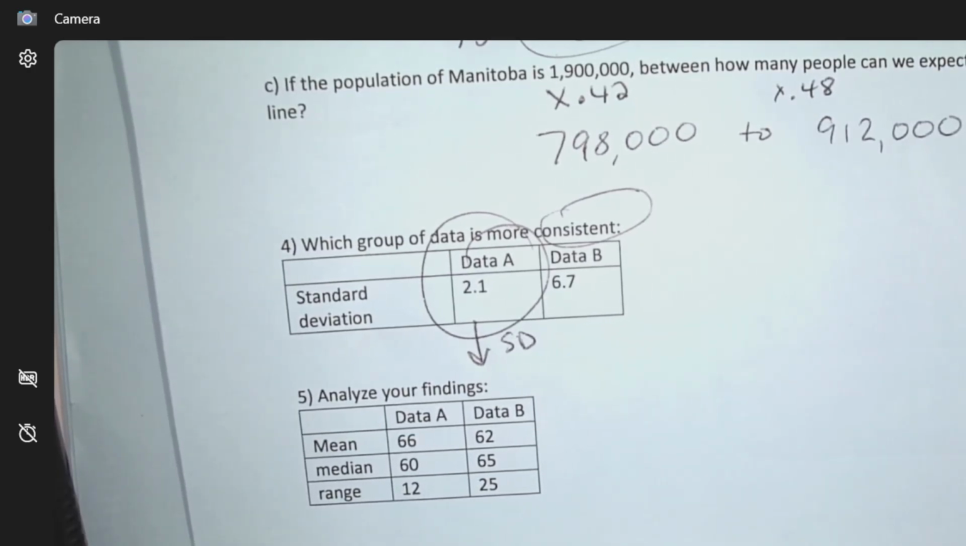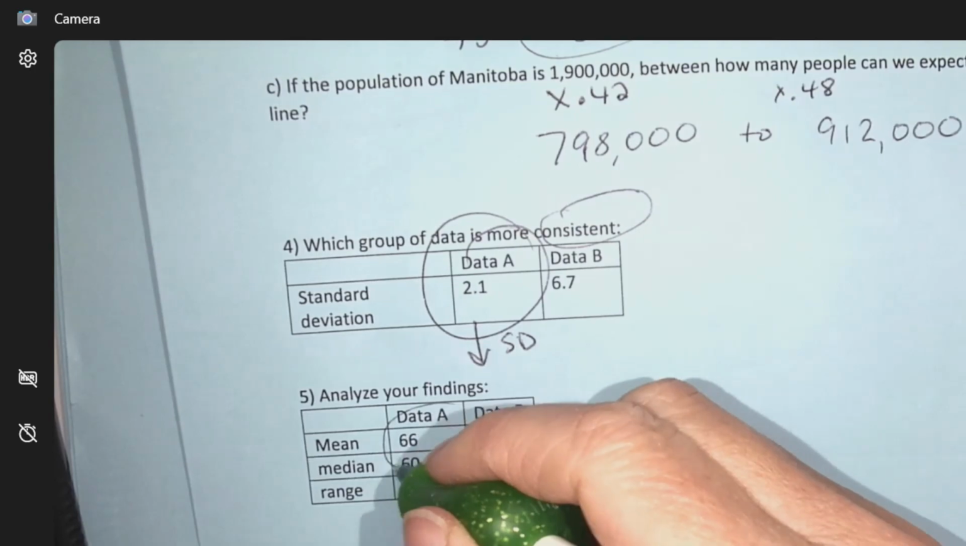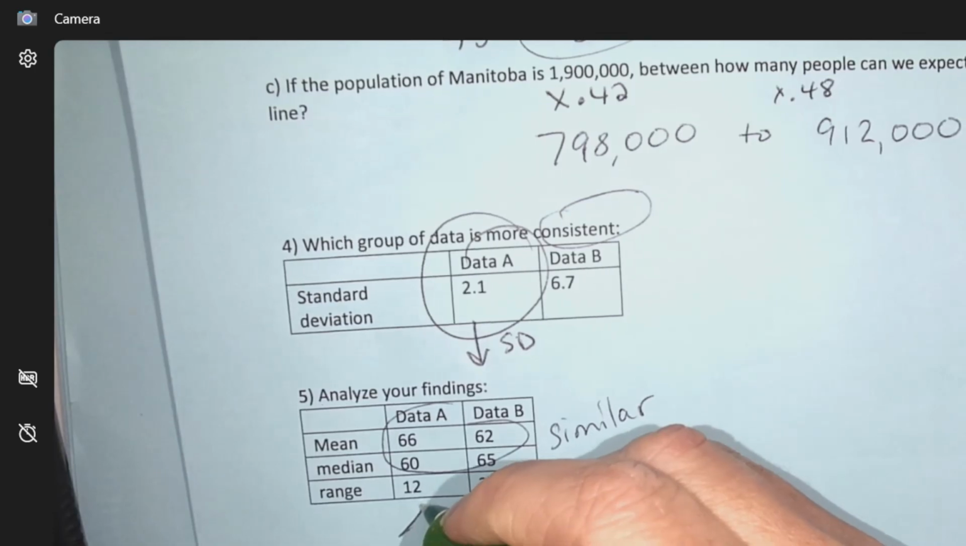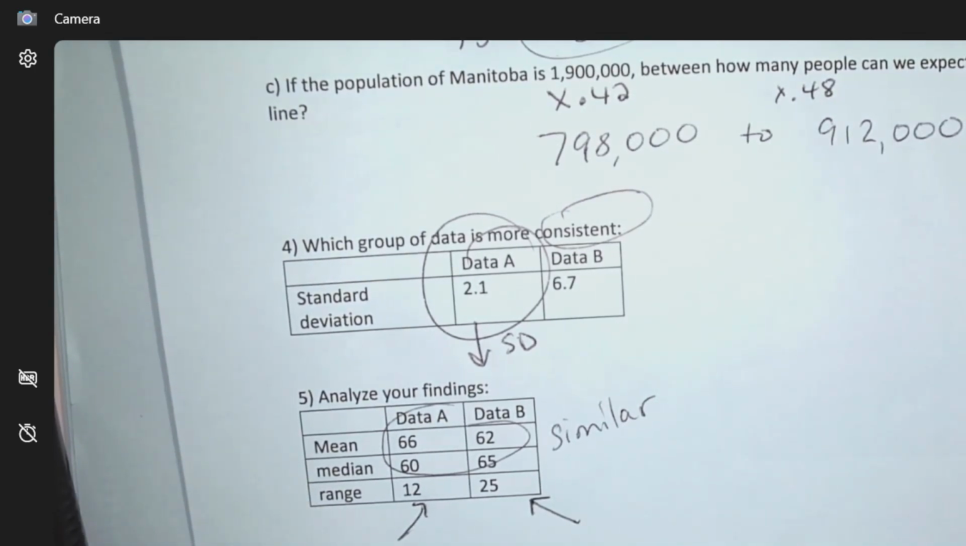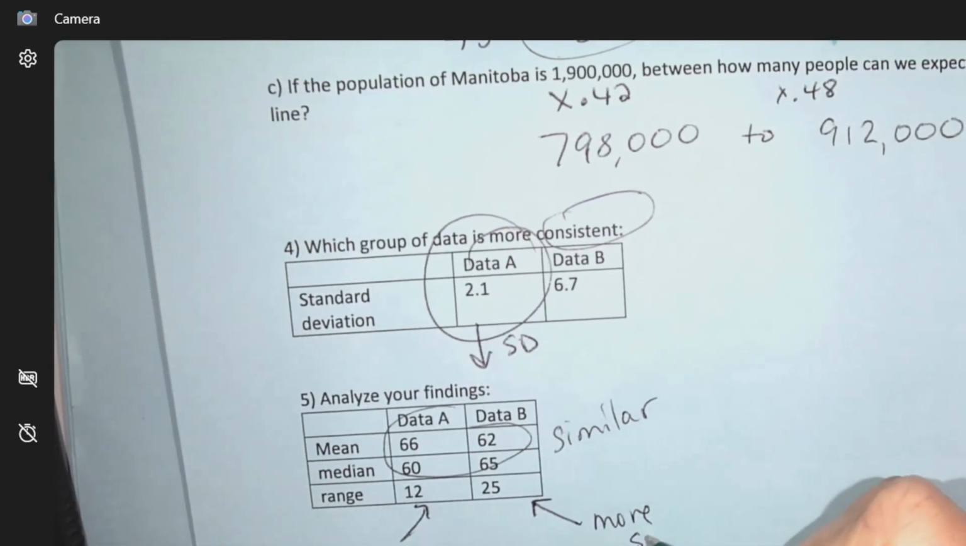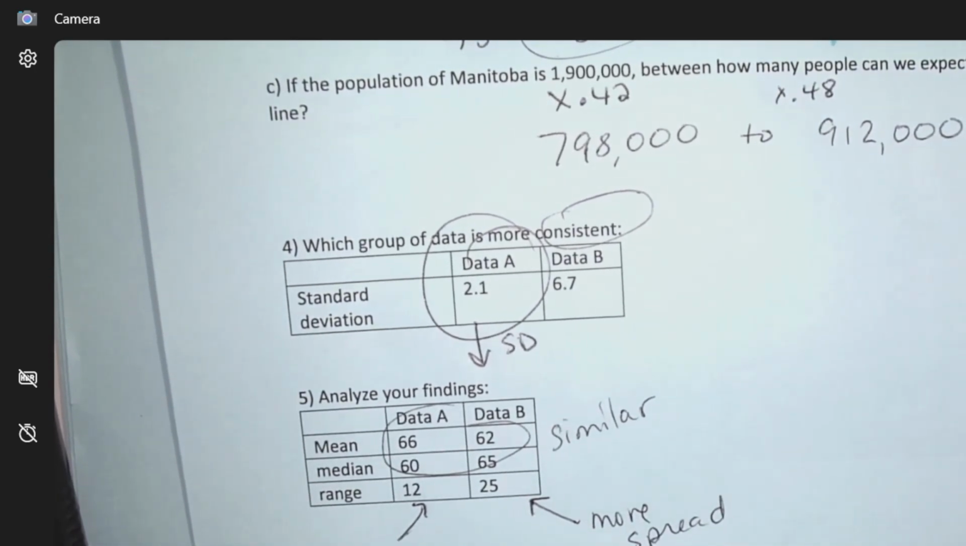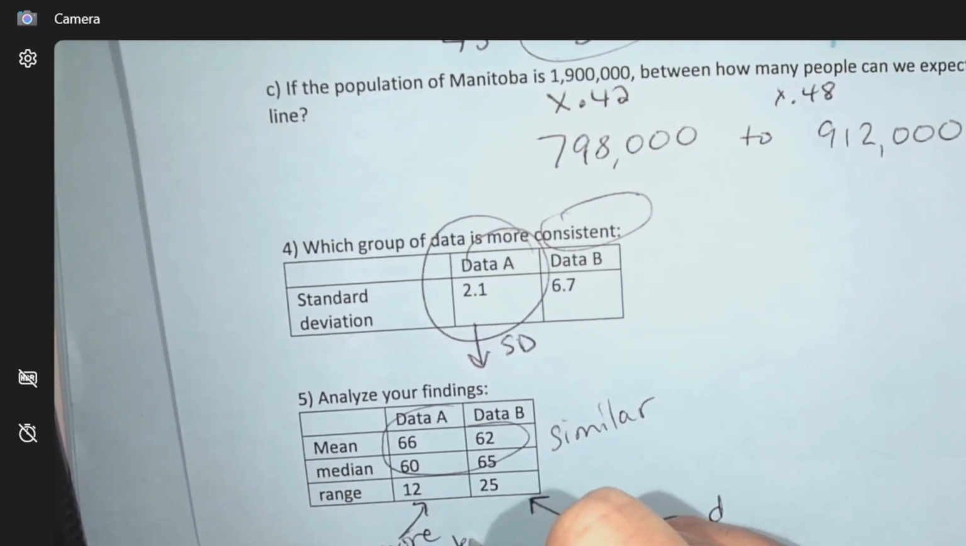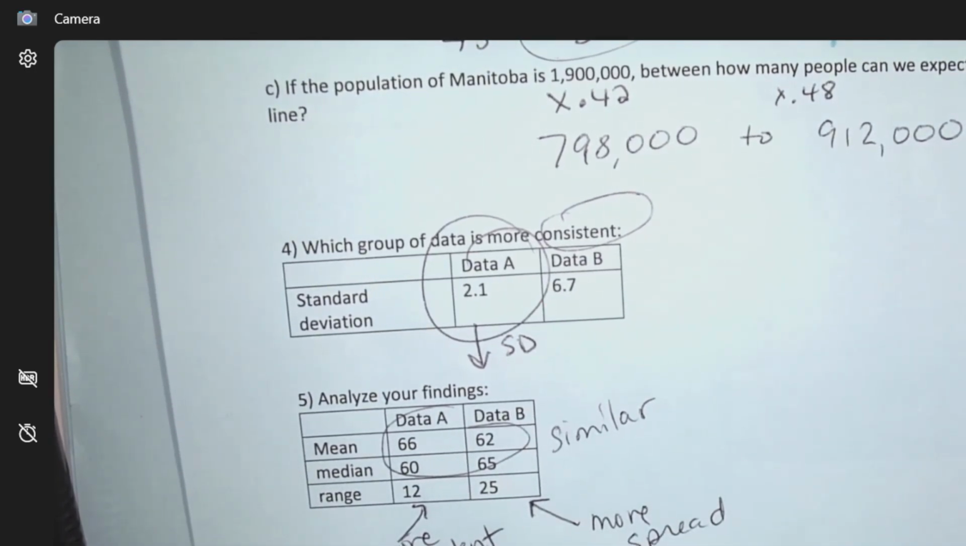And then on 5, analyze the findings. Well, these are all very similar, but range is quite a bit different. So what does a range tell us as well? If you have your low to your high is 25 apart, or your low to your high is 12 apart, that would tell us that this is more spread and this is more consistent then.